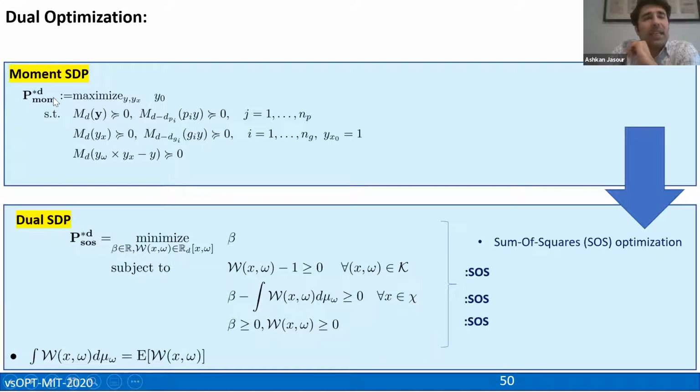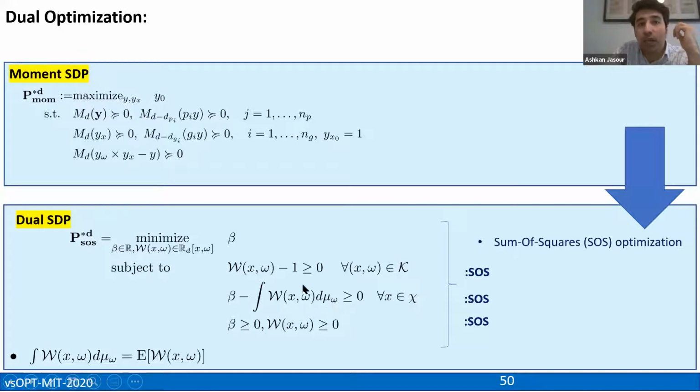Note that the first finite moment SDP is looking for moments up to order 2D. This obtained dual SDP is looking for polynomials up to order 2D. In the dual SDP, we are looking for a scalar beta and also a polynomial W in x and omega. This polynomial and beta are non-negative. The polynomial is greater than 1 inside our success set K, and also beta is an upper bound of this integral.